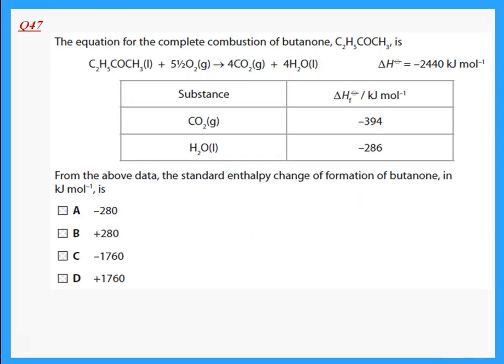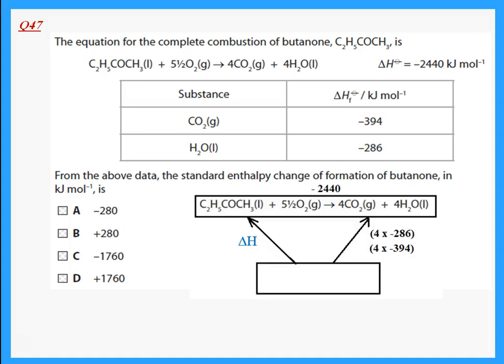This question says the equation for combustion of butanone is this, and he gives me the delta H for that. And then he gives me the delta H of formation of the carbon dioxide and water, and what he wants is the enthalpy change of formation of butanone. So actually what we have is the equation that he gives me with its delta H minus 2440, and then he's talking about delta H of formation. That means we're forming them from their elements in their standard states, and the one that he wants is the formation of butanone, so it is the delta H that we don't know.